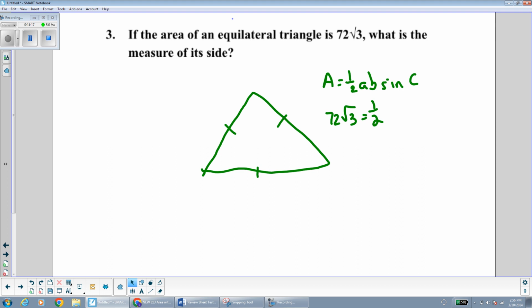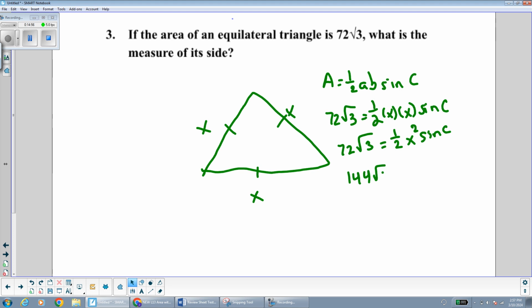Any two sides next to each other on an equilateral triangle will be equal because all the sides are the same. So if I call them all x, if I take any two sides next to each other, that would just be x times x, or x squared. So I have 72 radical 3 equals 1/2 x squared sine of angle C. If I multiply by 2 on both sides to get rid of the 1/2, 72 times 2 is 144. So I have 144 radical 3 equals x squared sine of C.